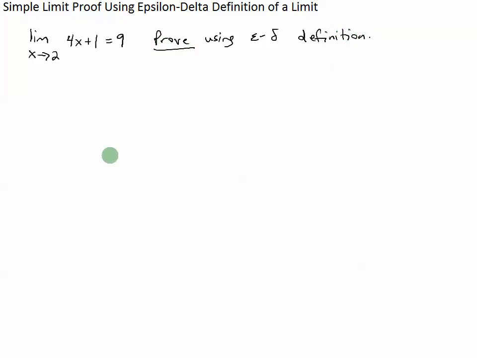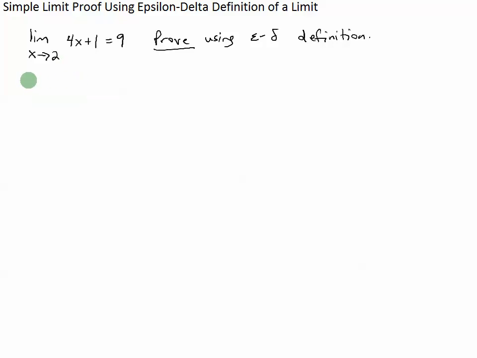Okay, let's do a very simple limit proof using the epsilon-delta definition of the limit. So I'm going to take just a very simple limit here that we all know. Let's say I want to know the limit as x approaches 2 of 4x plus 1, and of course we know that limit is 9. But I'm going to prove it using the epsilon-delta definition. Okay? So that's the idea. Prove it. Show me that this statement is true.